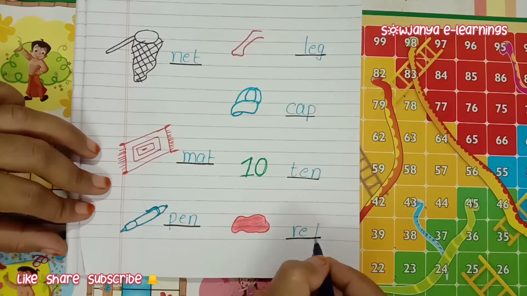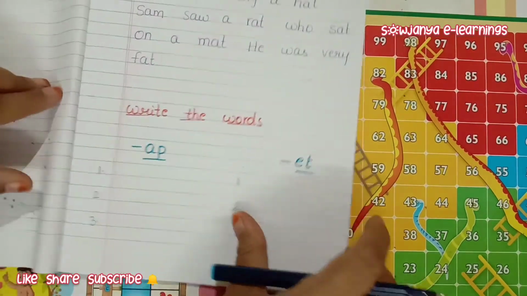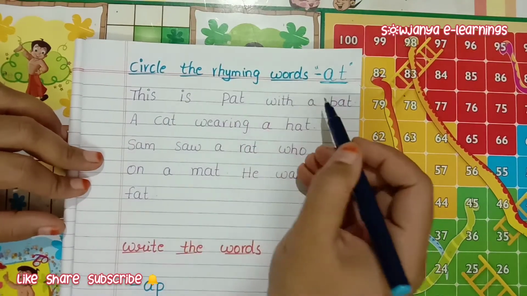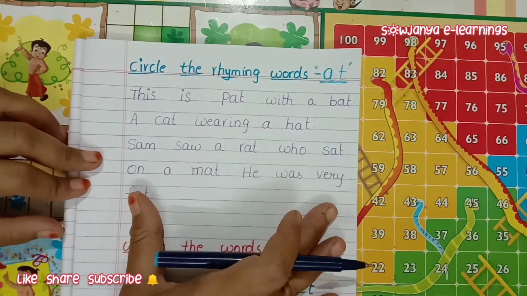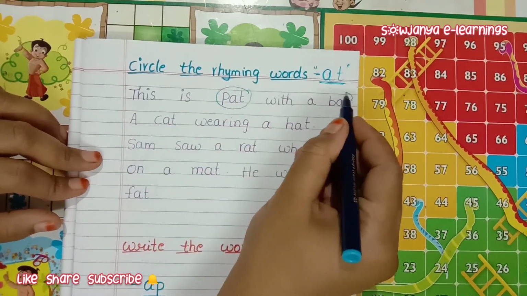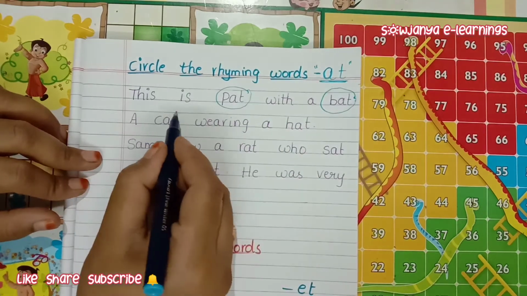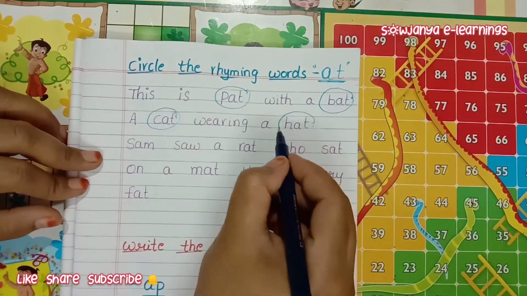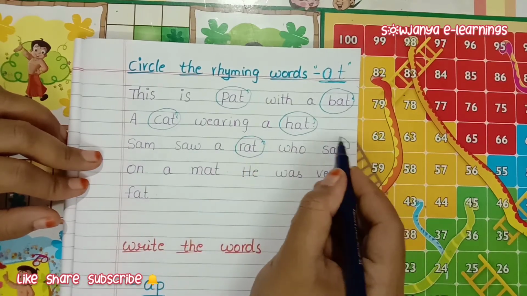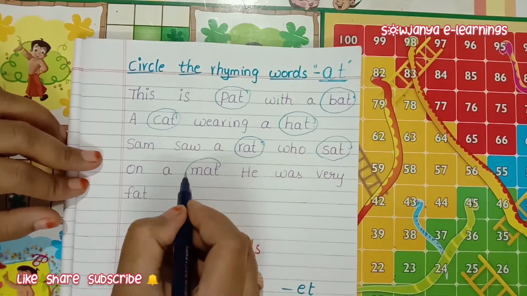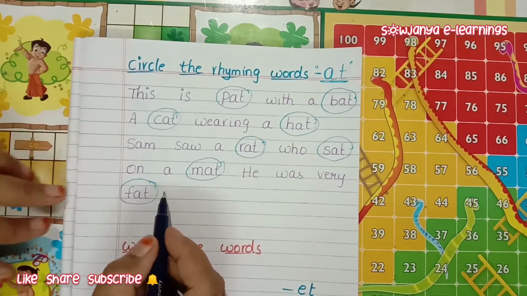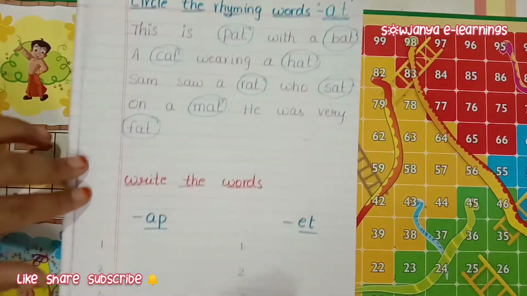Red. Now here, circle the rhyming words. Here, at family words are there. We have to circle them. This is a pat with a bat. A cat wearing a hat. Sam saw a rat who sat on a mat. He was very fat. So these all are at family words we have to circle.